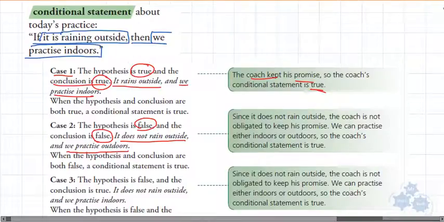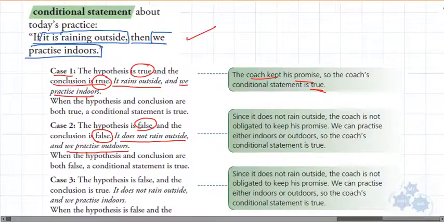And here's the reasoning. If you consider this, since it doesn't rain outside, the coach is not obligated to keep his promise. We can practice either indoors or outdoors. So the coach's conditional statement is still true. Okay, so if you think about that, it's not raining outside, we're going to practice outdoors. Okay, his original statement is still true. It's verified to be true.